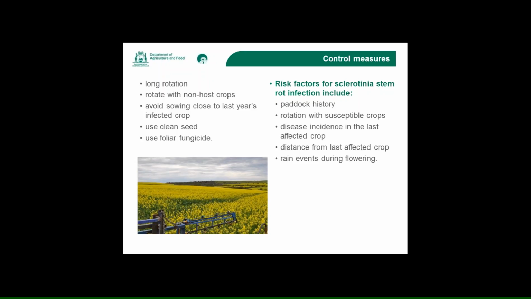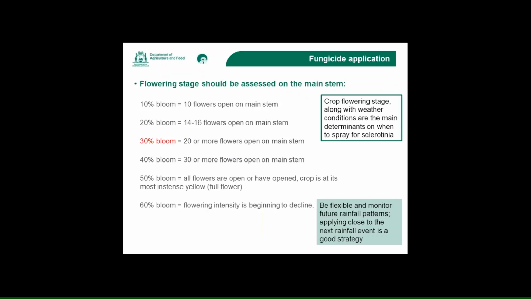So we'd like you to use clean seed and use foliar fungicide, and it's a good thing that there are lots registered, so there are lots of possibilities. And as I said, the main factor to consider is crop flowering time, and that coinciding with the rainfall. That's the main factor where the risk is quite high if there's a lot of rain during flowering.